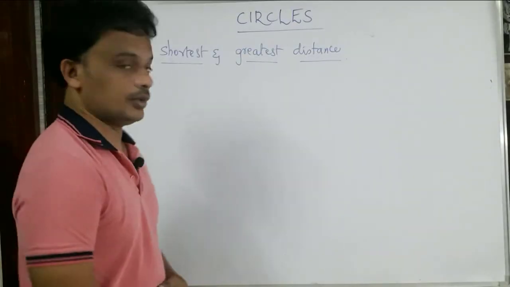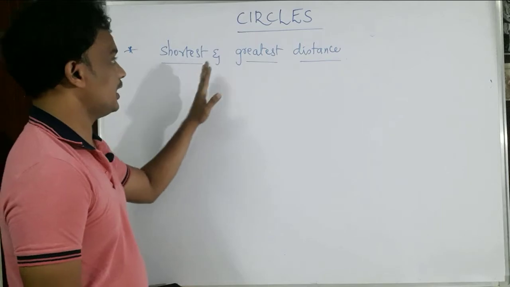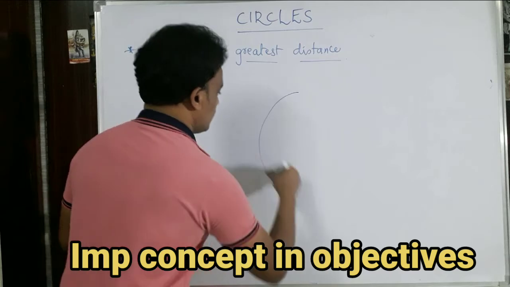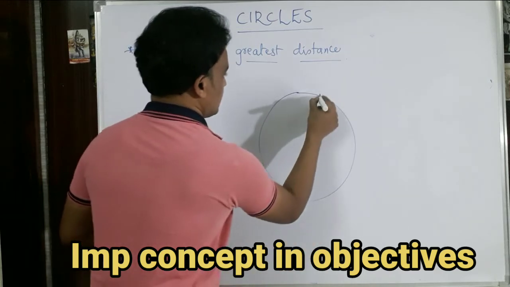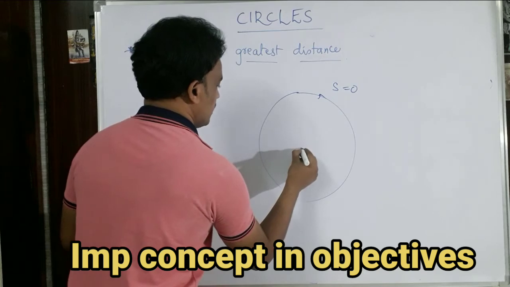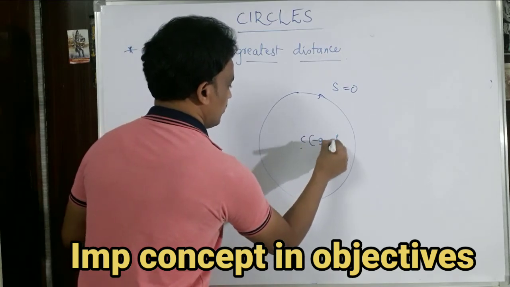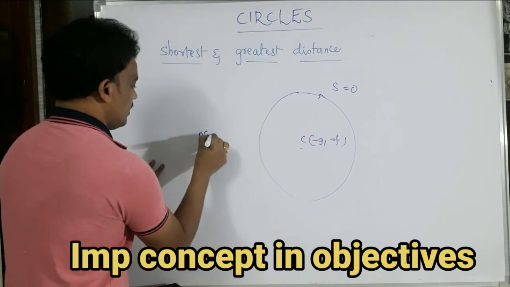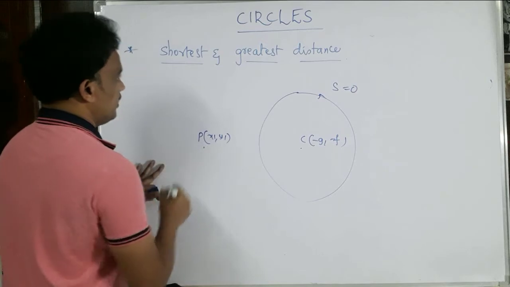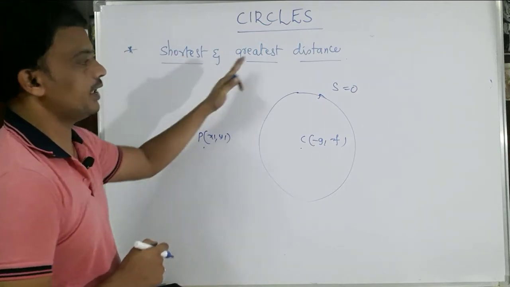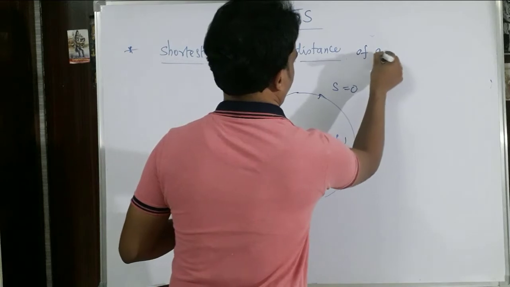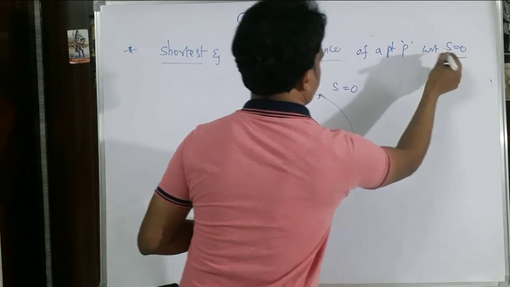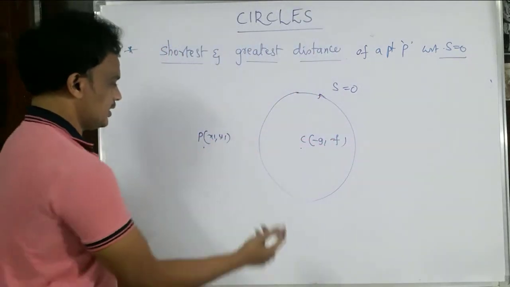The next concept is very important: the shortest and greatest distance of a point with respect to a circle. Here I am giving a circle S equals 0, with center (minus g, minus f). Now I am giving a point P (x1, y1). What are the shortest and greatest distances of the point P with respect to the circle S equals 0?